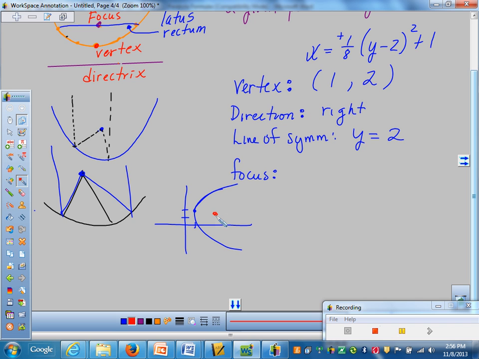So all I need to do is take the vertex coordinates, and don't I just need to move over just a little bit to the right to get to the focus? So that's why your formula says h plus 1 over 4a, comma k. H and k are the vertex. So we have the vertex at 1, 2. It's saying add a little bit to the x-coordinate so you move over. And it turns out that little bit you move over is 1 over 4 times a.